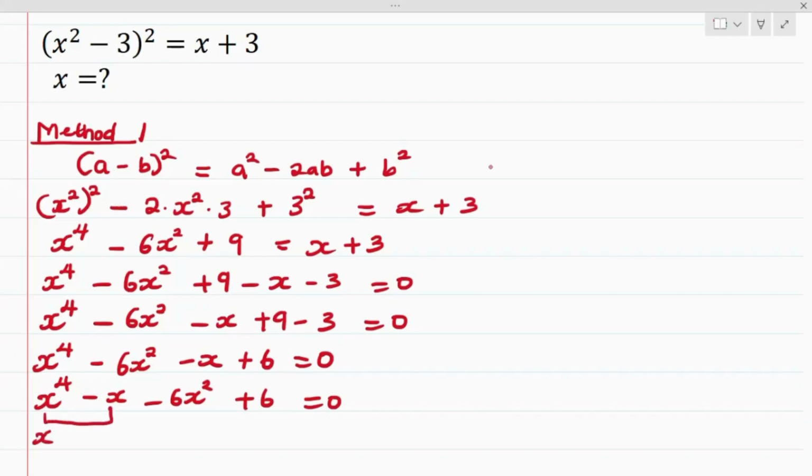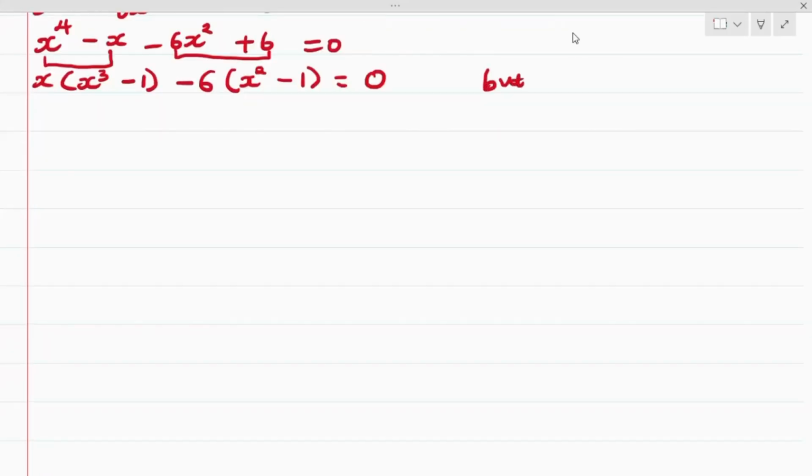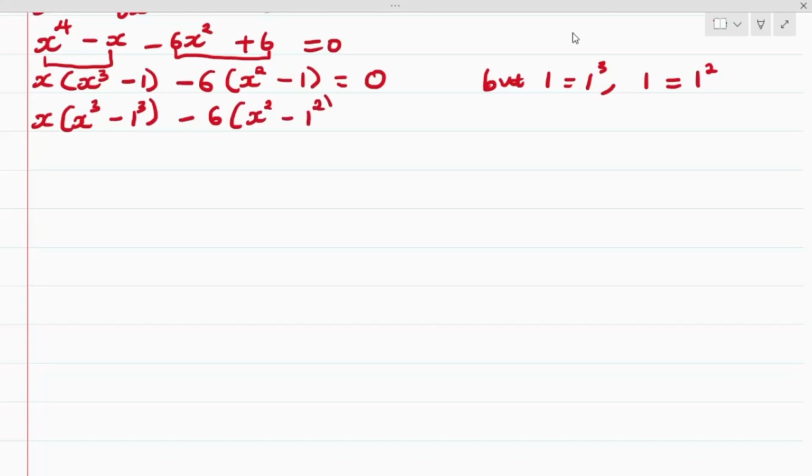At this point, we have x to be common. If we factor out x, we have x times (x raised to the power of 3 minus 1). From here, we have 6 to be common, so if we factor that out, we have minus 6 times (x squared minus 1), equal to 0. But you want to know that 1 is equal to 1 raised to the power of 3, and 1 is also equal to 1 raised to the power of 2. So we have x multiplied by (x raised to the power of 3 minus 1 raised to the power of 3) minus 6 multiplied by (x squared minus 1 raised to the power of 2), equal to 0.